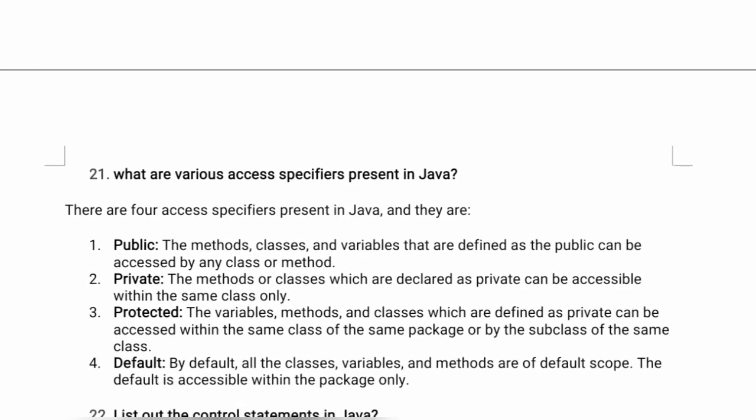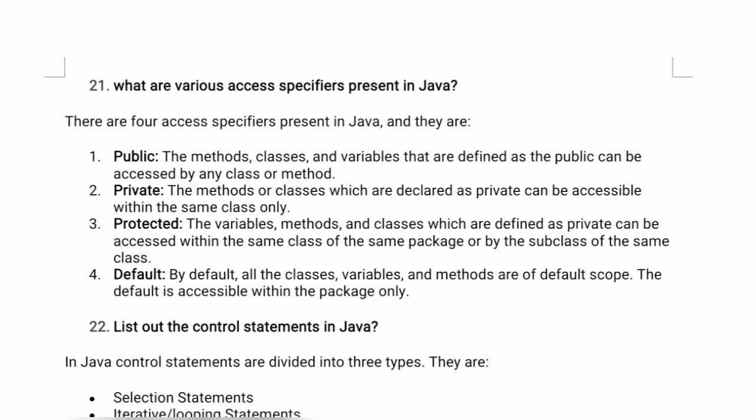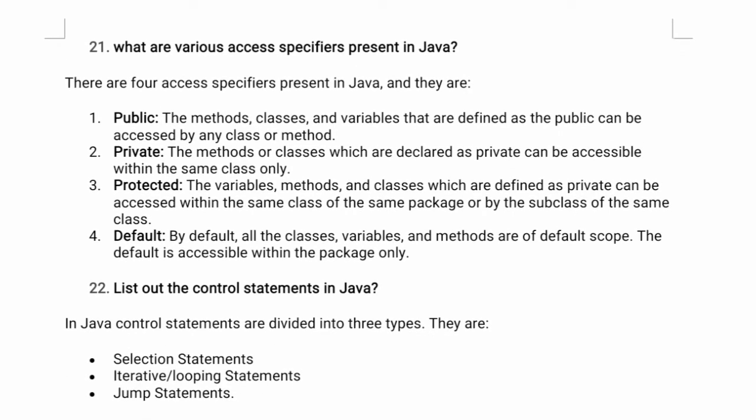Next, what are the various access specifiers present in Java? I already told there are 4 types of access specifiers in Java: public, private, protected, default. Public means anyone can access it. The methods, classes and variables that are defined as public can be accessed by any class or method. Next, private: methods or classes declared as private can be accessed only within the class.